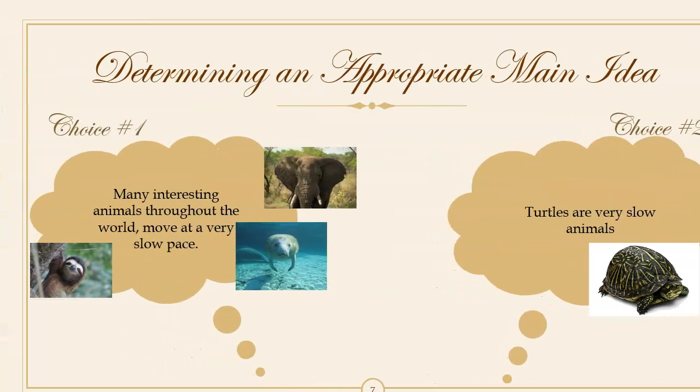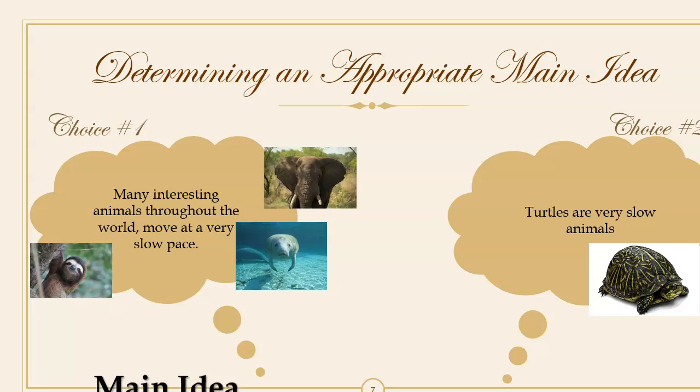Now we must decide which main idea most likely fits this story. We have two choices. Number 1 is many interesting animals throughout the world move at a very slow pace. And number 2 is turtles are very slow animals. Which do you think is the right answer? If you selected number 1, you are correct.